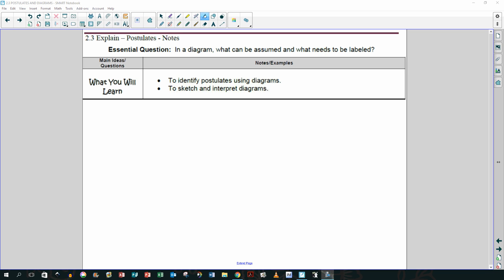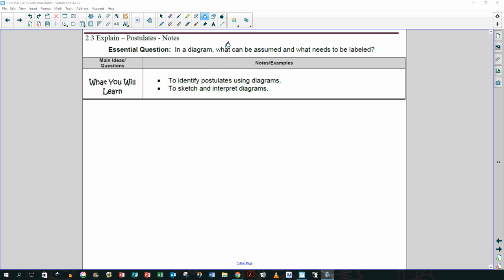All right, this set of notes should be pretty short and sweet. So this time we're just talking about, in a diagram, what can be assumed and what needs to be labeled. I've been telling y'all how important it is to make sure you label correctly and that you use the right symbols and that your eyes need to be able to read a picture. So this is kind of where this all comes into play.